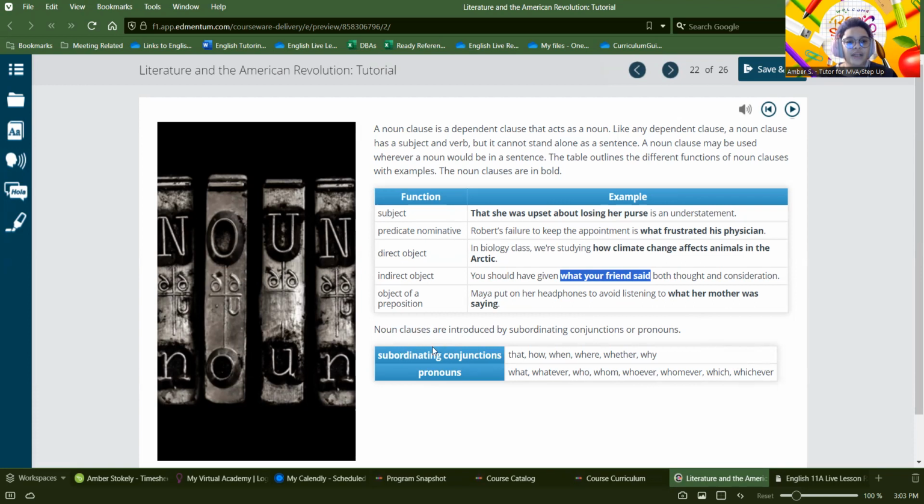It says subordinating conjunctions. So these are words that connect to a noun clause. So basically, if you see these words, that, how, when, where, whether, why, it tells you that what comes after that is probably a noun clause. So this is kind of like a cheat sheet. And then pronouns are other words that might show up in a noun clause. So these are all words to look out for. Having these as a hint might actually help you answer some of the questions on the mastery test.